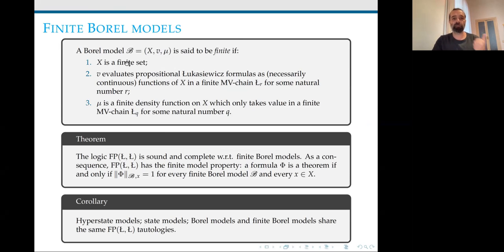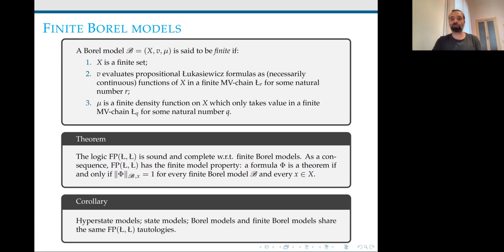We call it finite if the supporting set, the set of possible worlds, is a finite set. But the evaluation of propositional Lukasiewicz formulas just takes value in a finite chain. And also the measure is finite in a quite strong sense, in the sense that the measure is just a finite density function on the finite set X, and it takes value only in a finite MV chain. Okay, so the starting probability values can just belong to a specific and finite range. And still the logic is sound and complete with respect to this class of models.